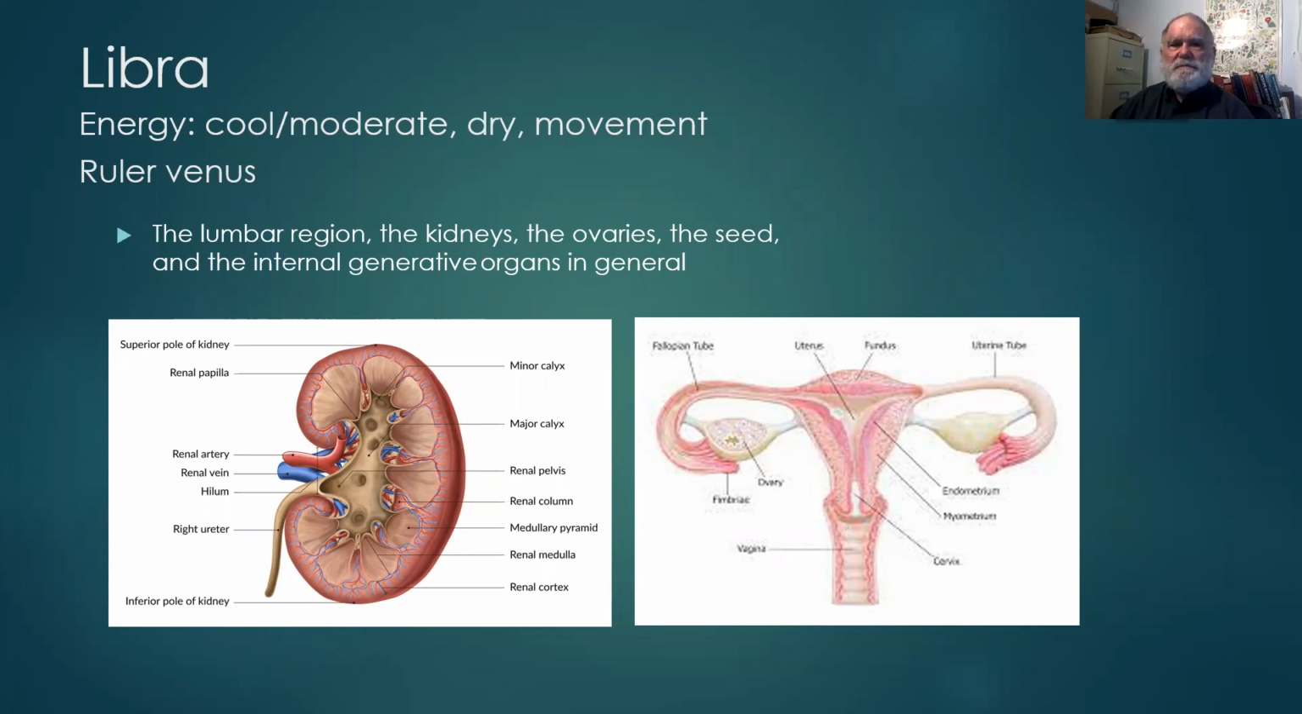Libra energy is cool and moderate, dry, with some movement. The ruler is Venus. The lumbar region, the area below your ribs in the back, your lower back. The kidneys. The ovaries. Now this is from Zane. He says the seed, that would be the semen, and also the internal generative organs in general. This is the quote from Zane.